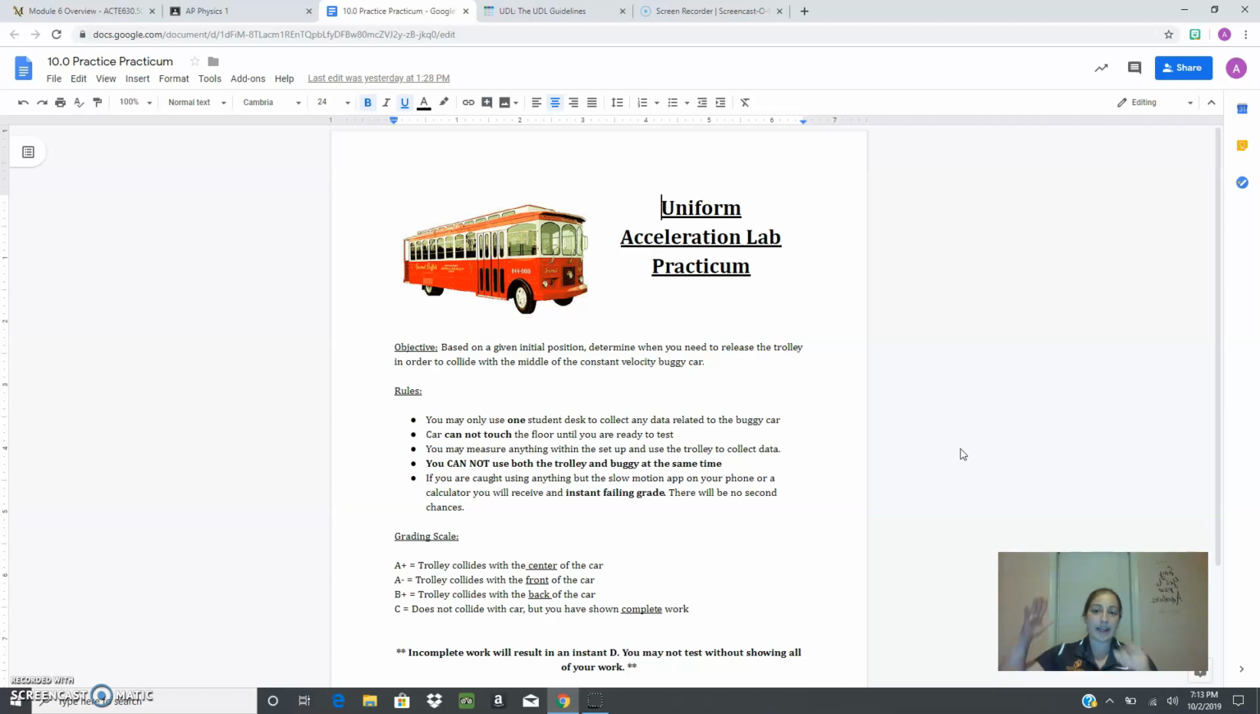they had a ramp. There was a trolley car at the top of the ramp. A constant velocity car was on the floor. So we had the ramp coming down, the buggy car coming this way, and they needed to figure out when they were going to collide.